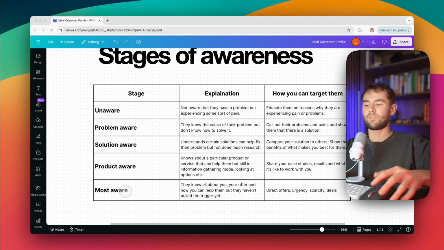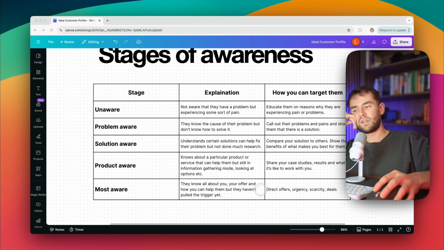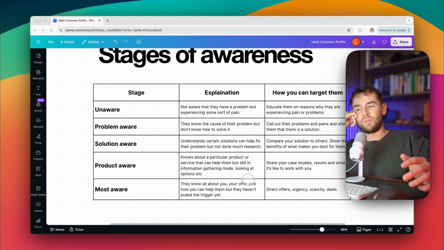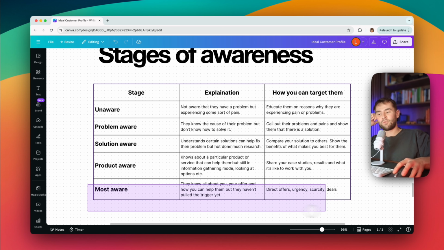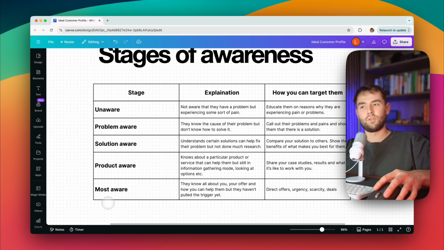And then finally, most aware people. They know all about you, they know about your offer and how you can help them, but they haven't pulled the trigger yet. And the way to target most aware people is simple. We give them direct offers, we give them urgency, we give them scarcity, we give them deals. So this is what most people actually start with, and there's a very small amount of people who are most aware, okay? This is going to be people who've come all the way up your funnel. They're going from problem aware to solution aware to product aware, and then they know who you are, what you do, and then they're looking at the offers, buy now.